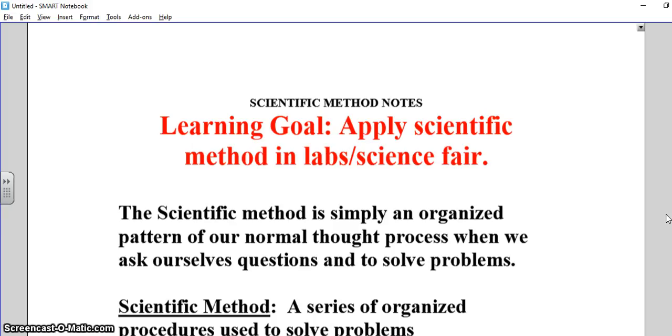I know you do. The learning goal is to apply scientific method in labs and science fair. The scientific method is simply an organized pattern for normal thought processes when we ask ourselves questions to solve problems.